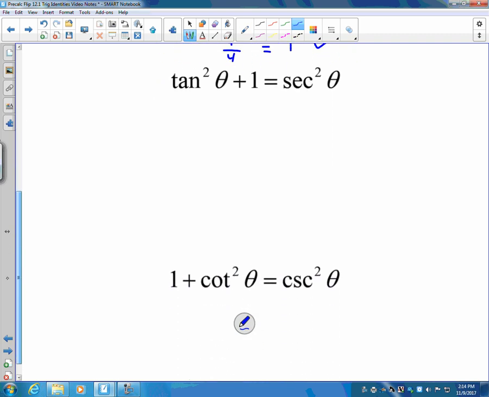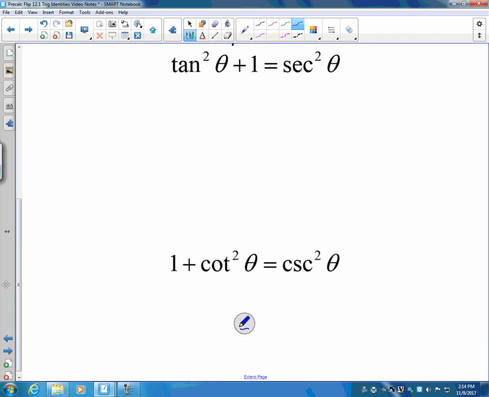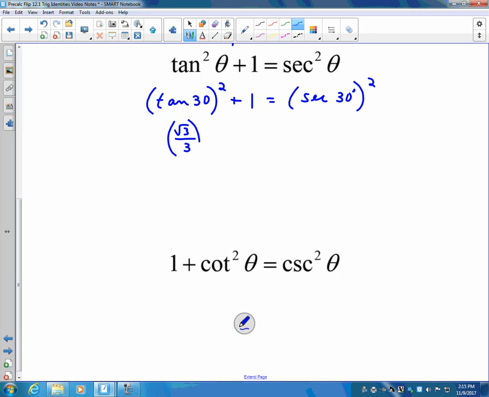If I wanted to plug in 30 degrees for theta in here, I'd get, well, not the same thing, but whatever's on the left would equal whatever's on the right. So let me just show you. Again, this is nothing that you need to copy down. It's just sort of cool to see that when you plug in different values for theta, they're going to work. What's the tan of 30 degrees? Radical 3 over 3, right?